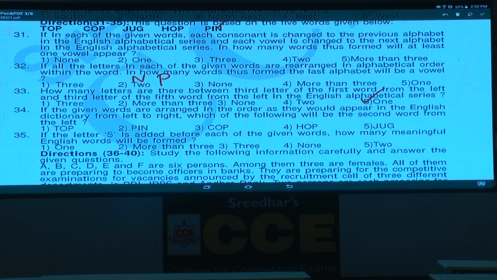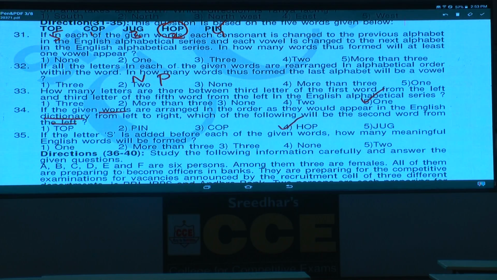33, choice 5. 34, if the given words are arranged in the order as they would appear in the English dictionary. Now the words are arranged, not the letters within the words. As the words are arranged here, this will be the first one, and the next one will be HOP, and this is JUG, 3, and PIN is 4, and finally TOP is the last one. And from left to right, which of the following will be second from the left? Second from the left is nothing but HOP. And this HOP is given in choice 4, isn't it?